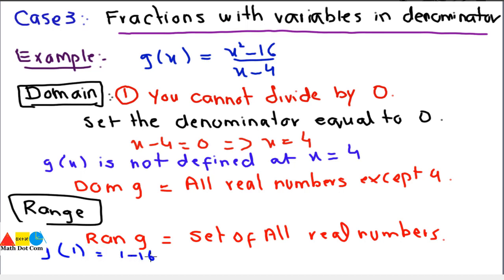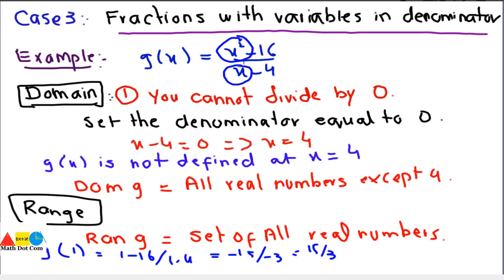1 squared minus 16 divided by 1 minus 4 is equal to minus 15 divided by minus 3, which is equal to 15 by 3. This is a positive value. If I put x equal to minus 1, we will also get a negative value. Why? Because besides x squared, we also have the value of x, so if we put a negative value, we will get the function at negative values as well.